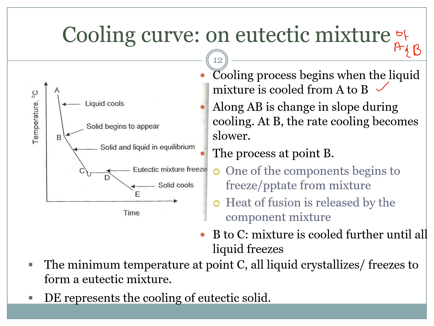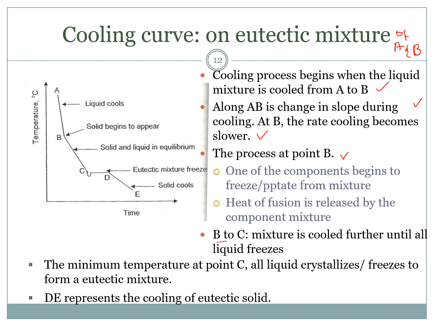As the sample cools from A, the temperature will decrease. Along AB is change in slope during cooling. At B, the rate of cooling becomes slower. So what happened at point B? Some solid compound B will begin to form. This will lead to a slowing of the cooling due to the exothermic nature of solid formation, but also the composition of the liquid will change, becoming richer in compound A as B is removed from the liquid phase in the form of a solid.